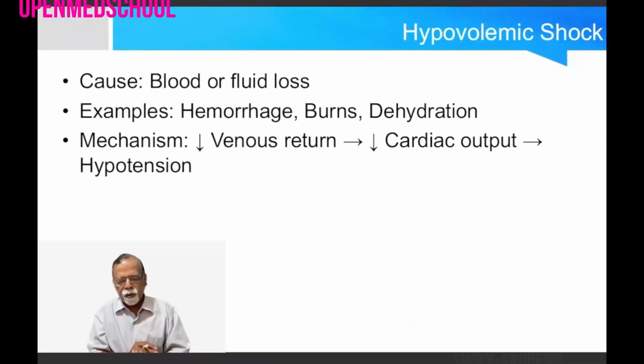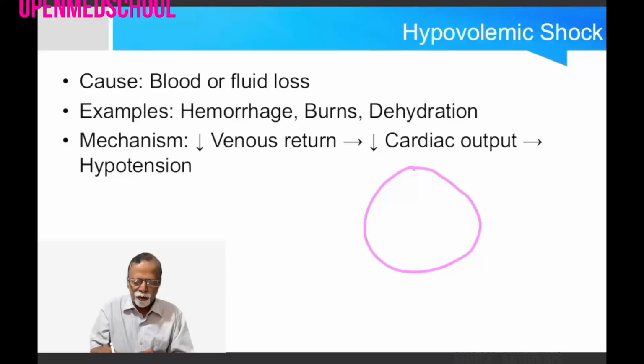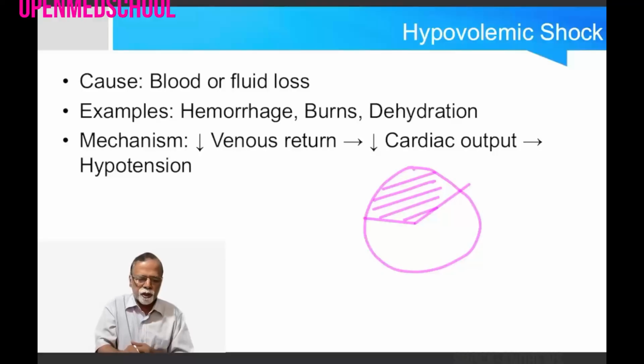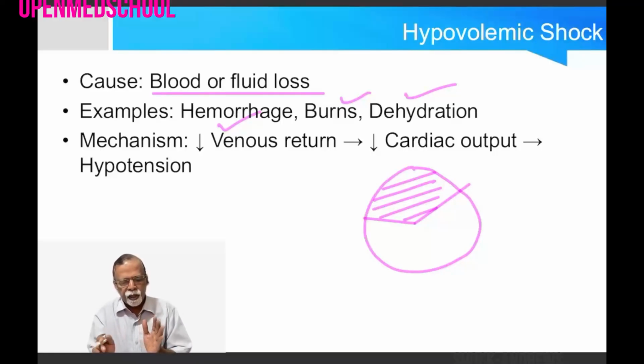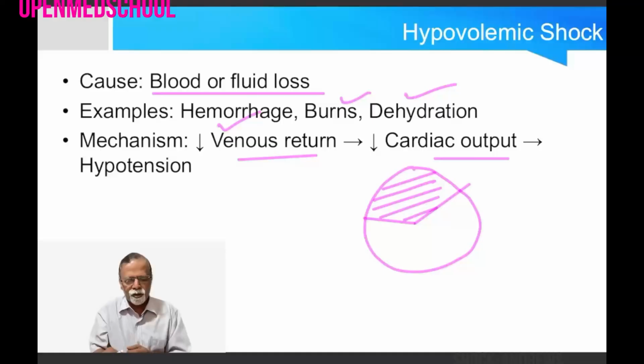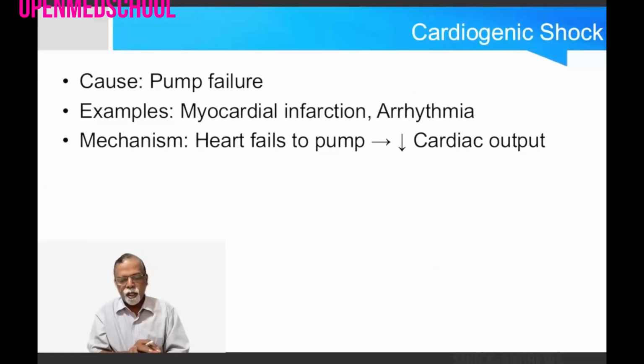Now we go into the major causes I mentioned. The major chunk is due to hypovolemic shock, where there is blood loss. As mentioned, it may be due to hemorrhage, burns, and dehydration. So what is the mechanism? When the volume is less, there is decreased venous return, decreased cardiac output, hypotension, and tissue perfusion is lost.